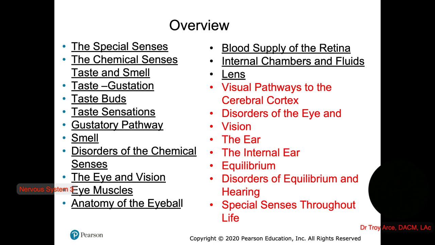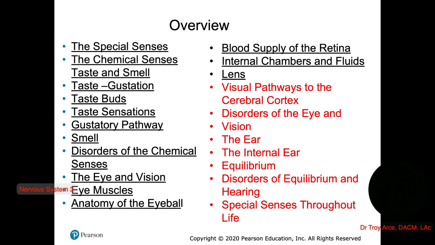Last week, we talked about the special senses, and we covered the chemical senses. We got into taste and smell, and how the taste buds work, and how taste sensations work. We talked about the cranial nerves responsible for taste, and what parts of the tongue. We also talked about the gustatory pathway, smell, and the very thin barrier there, the olfactory cells up there, and the disorders of the chemical senses.